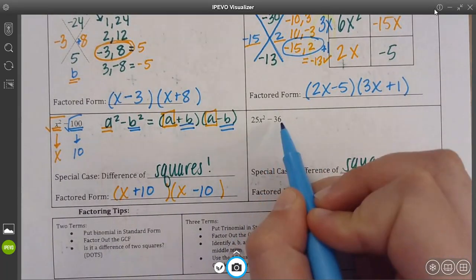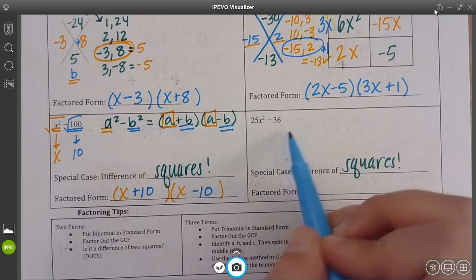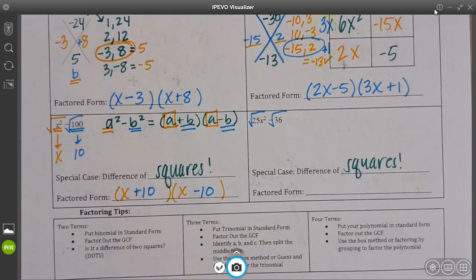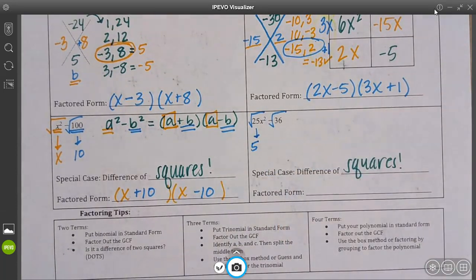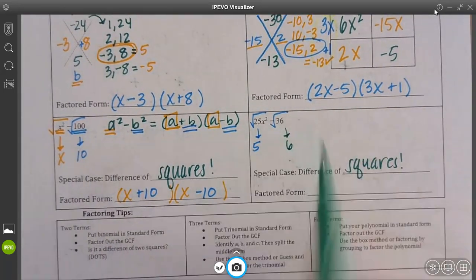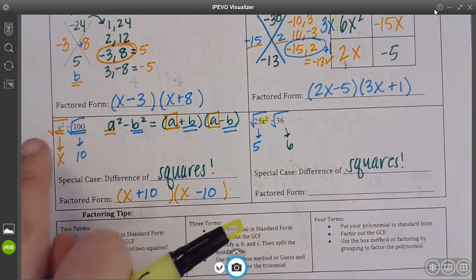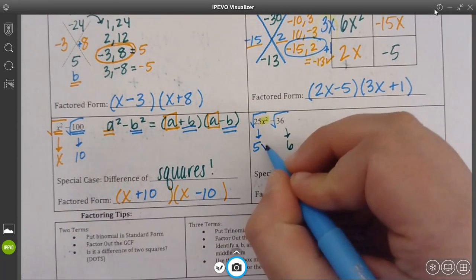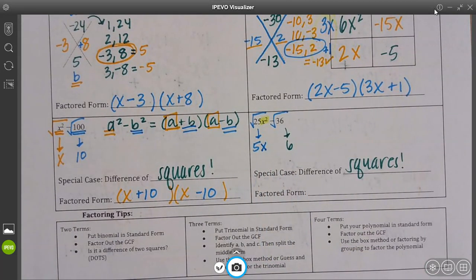When we see 2 terms and we're factoring our problem, the numbers 25 and 36 stand out to me because they are perfect squares. So I'm going to take the square root of them. The square root of 25 is 5, and the square root of 36 is 6. But this one's a little bit special because it has the x squared out in front of it. So remember what we did in our last problem? What's the square root of x squared? Well, it's just x.